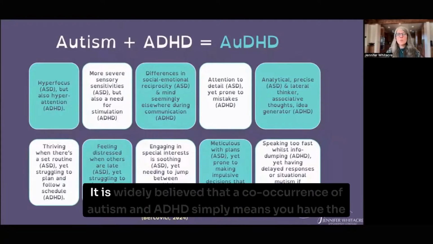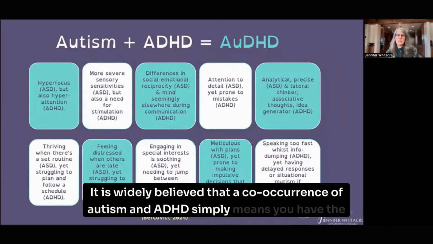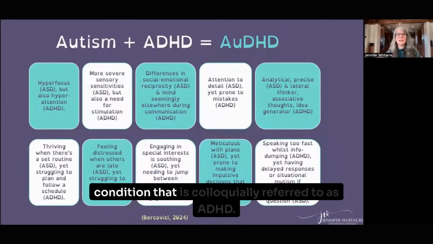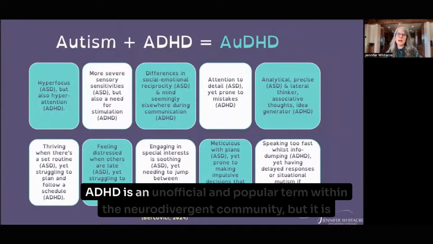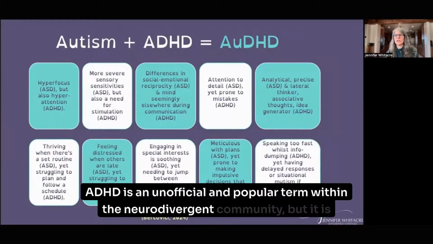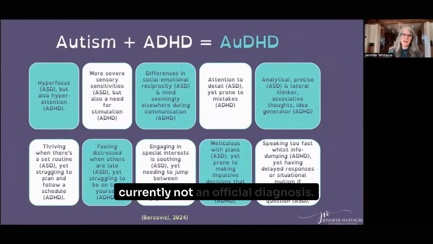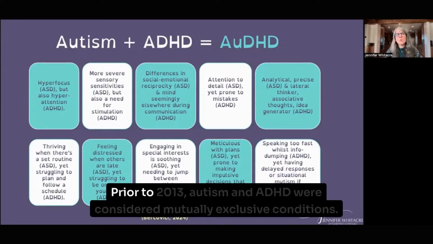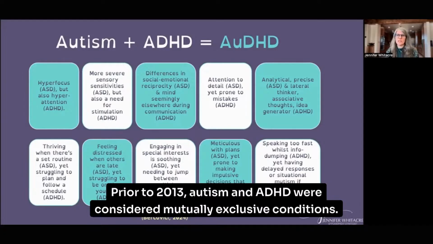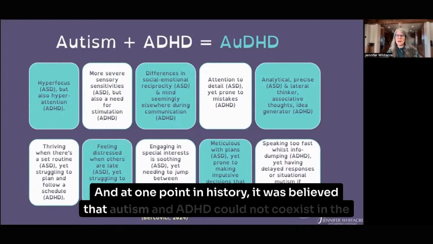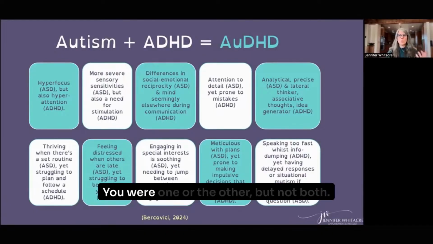And then autism. It is widely believed that a co-occurrence of autism and ADHD simply means you have the condition that is colloquially referred to as AuDHD. AuDHD is an unofficial and popular term within the neurodivergent community, but it is currently not an official diagnosis. Prior to 2013, autism and ADHD were considered mutually exclusive conditions. At one point in history, it was believed that autism and ADHD could not coexist in the same individual. You were one or the other, but not both. But we've learned that that's not true.